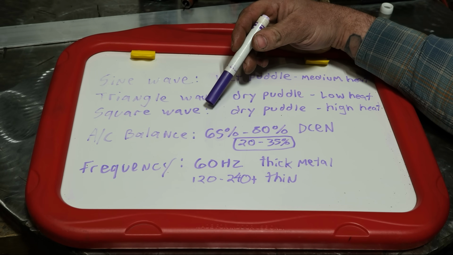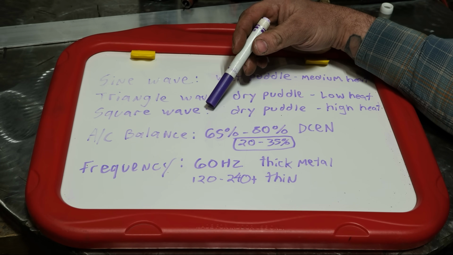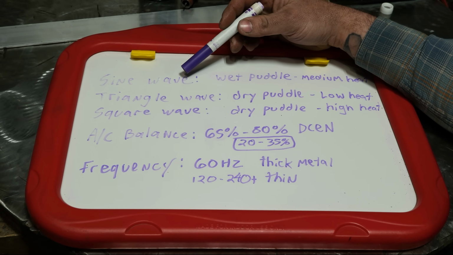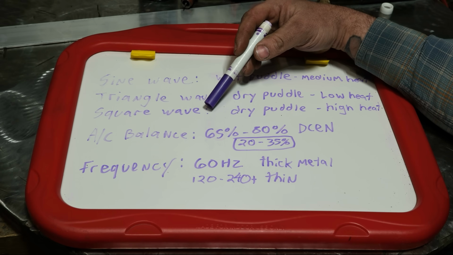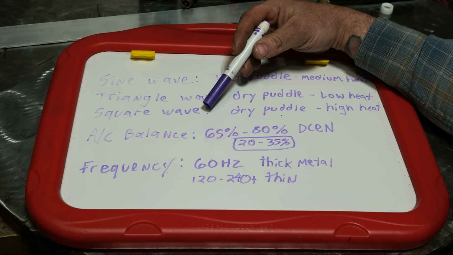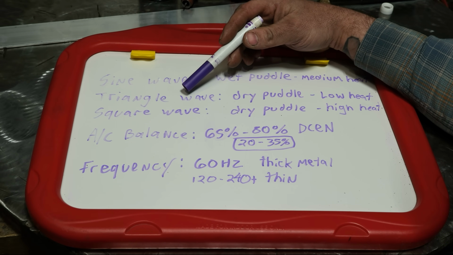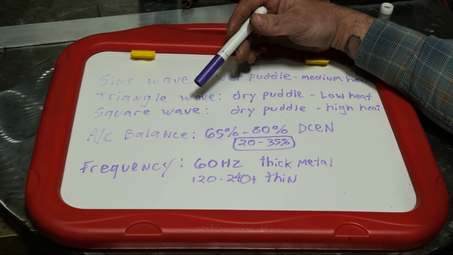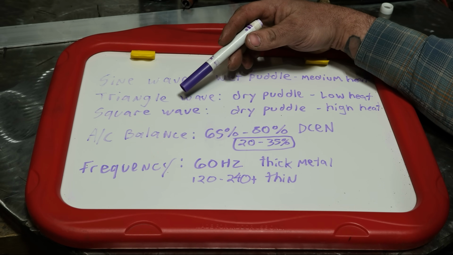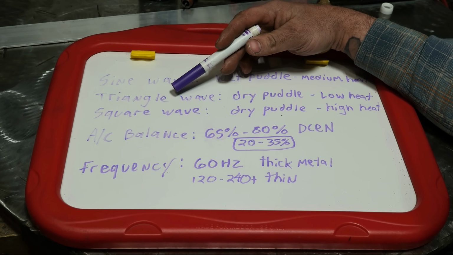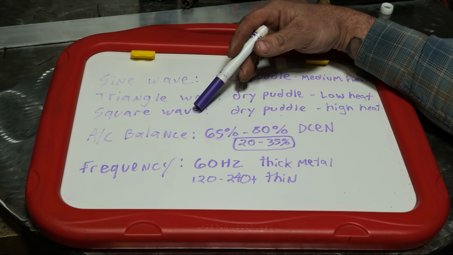It also works effectively on thinner material, probably better than sine wave, because the amperage drop off is so fast that the puddle tends to be less liquid, with less melt through. So square wave is honestly the most versatile, and that's what I tend to use the most. Unless I'm welding absolutely thin material, I do not use triangle wave.